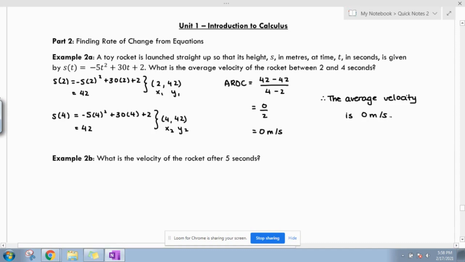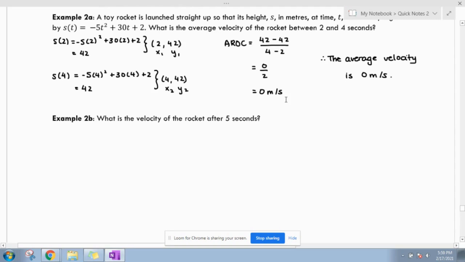Let's take a look at 2b. I'm just going to scroll the page down a little bit so that I have enough space to do the question. So for 2b, it says, what is the velocity of the rocket after 5 seconds? Now, when you look at this question, you don't see any words like average or instantaneous. But then you notice, Miss Lim only gave me one particular time, which means I'm looking at a particular point. So this means that I'm looking at the instantaneous rate of change here instead.